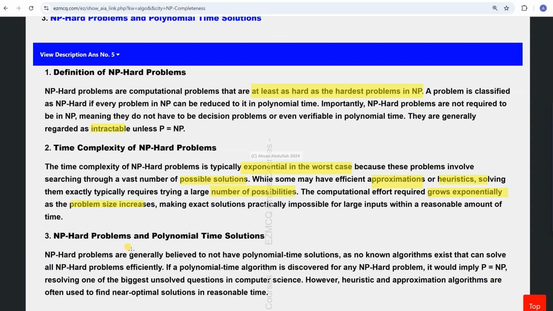Now, NP hard problems and polynomial time solutions. NP hard problems, I believe, do not have polynomial time solutions, and no known algorithms exist that can solve NP hard problems efficiently. Efficiently means in polynomial time. Of course, if somebody discovers and proves an algorithm to solve any NP hard problem, then it would imply P is equal to NP, which is the biggest challenge of computer science. So the approach is heuristics and approximation algorithms, which is the last topic of this course. Now we move on to the next subtopic.